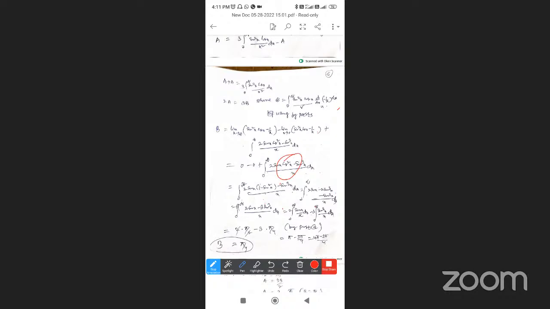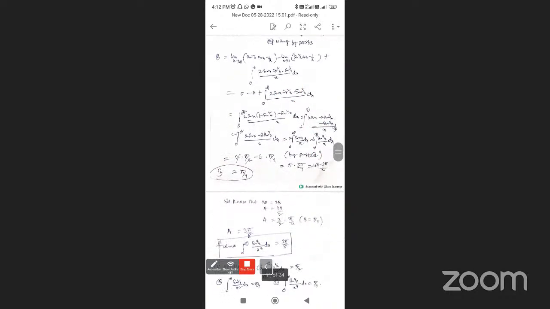Minus 2 sin cube x minus sin cube x gives 3 sin cube x, by x dx, separately. Taking 2 outside: 0 to infinity sin x by x dx, minus 3 sin cube x by x dx. What is this result? We learned it previously in part A. We know that the integral of sin x by x dx is pi by 2, so 2 into pi by 2 minus 3 into the integral of sin cube x by x dx, which we also know from part A is pi by 4. So 3 pi by 4. 2 is cancelled: pi minus 3 pi by 4, that is 4 pi minus 3 pi by 4.